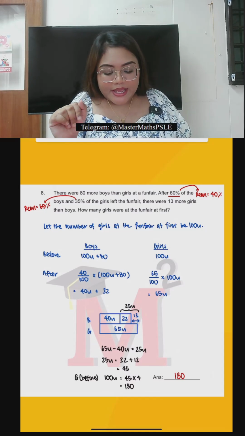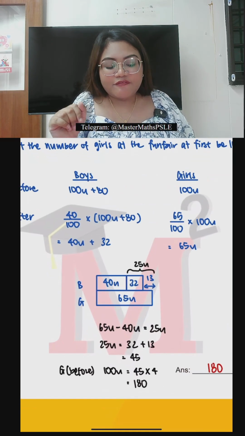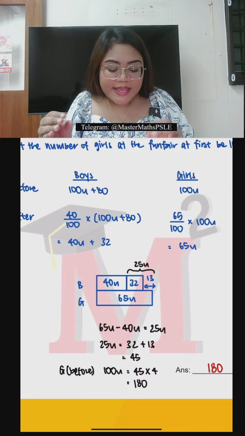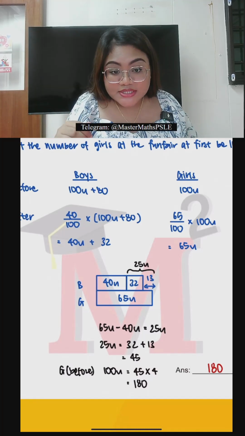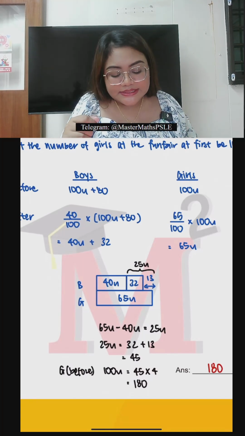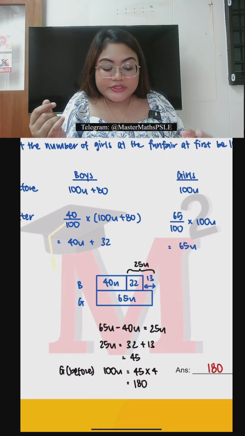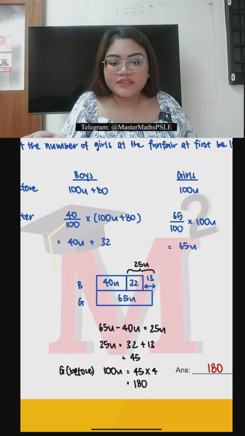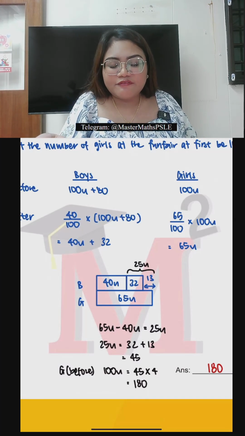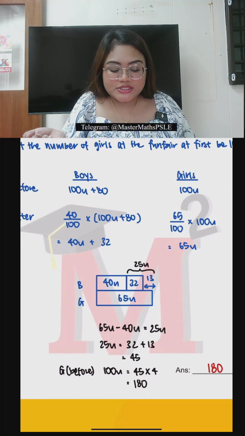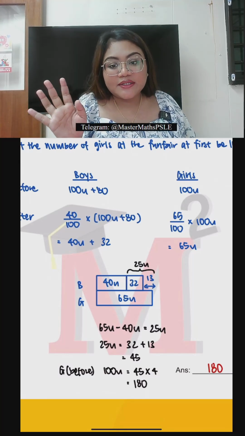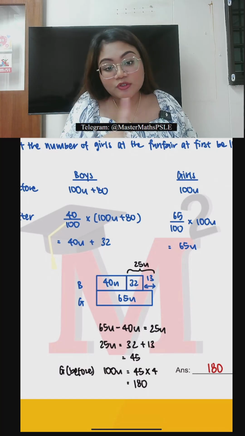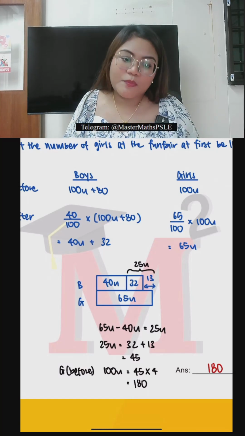And so we focus on the model here. At the end, the boys have 40 units plus 32, and the girls have 65 units, and the difference between them is 13. Then the difference in the units, 25 units, must be made up of 32 and 13, which is 45. So 25 units is 45. I can find those at the start, which is 100 units, by just taking 45 times 4, because 25 times 4 is 100. You can also find 1 unit and later times 100, also possible.